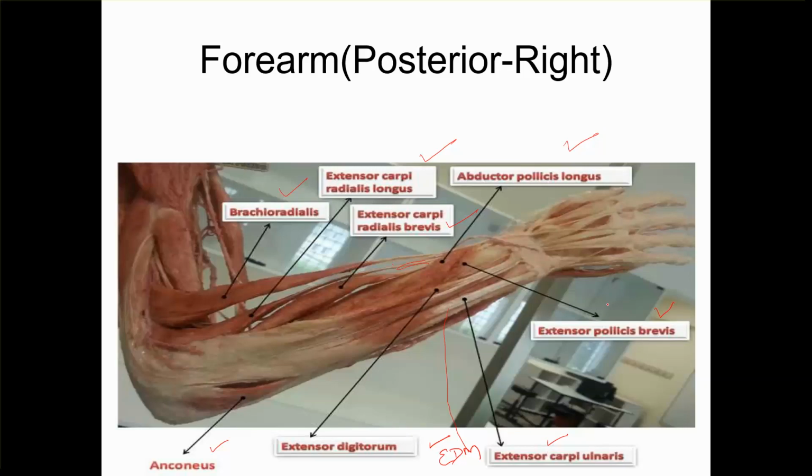The other muscles are not clearly seen in this section. So that's all.